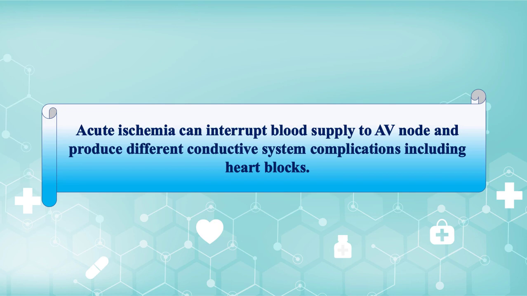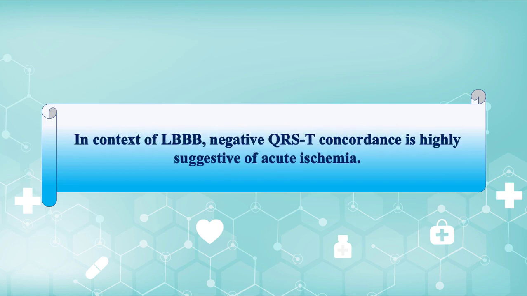Again, we re-emphasize that, in context of left bundle branch block, negative QRS T concordance is highly suggestive of acute ischemia, especially when patient's history is suspicious of myocardial infarction.